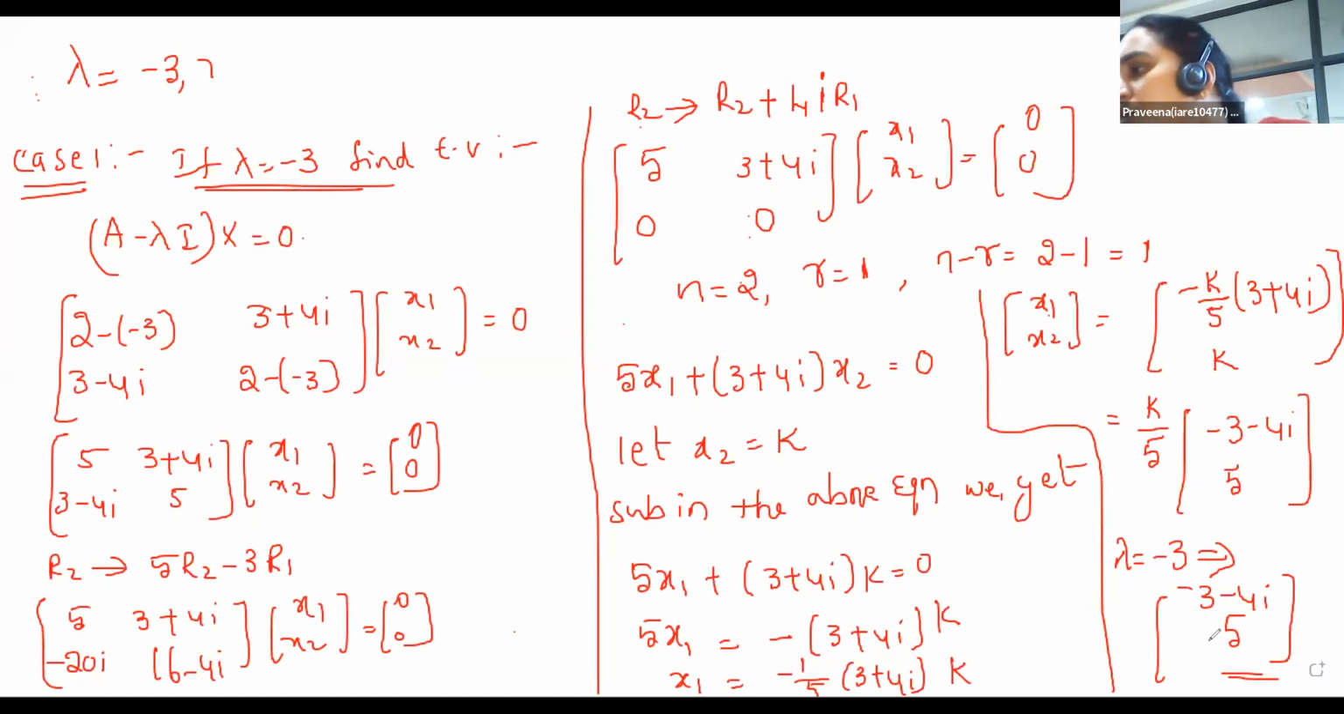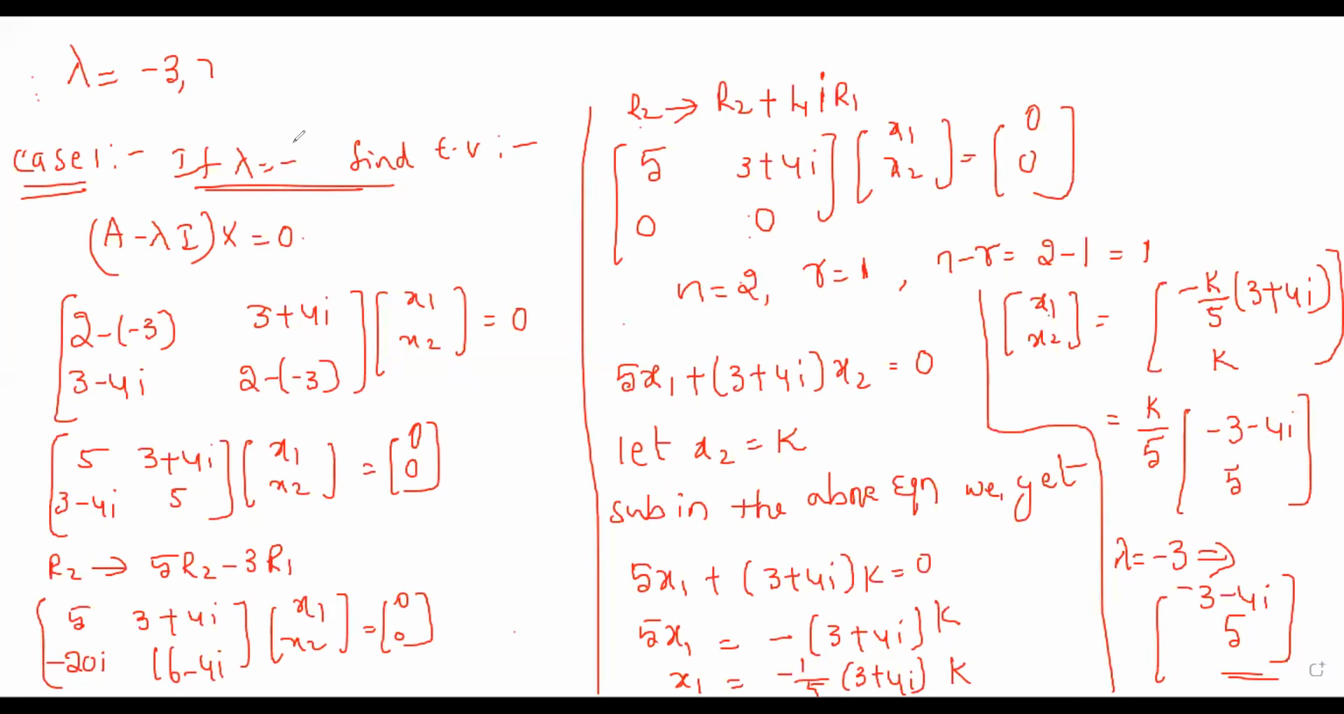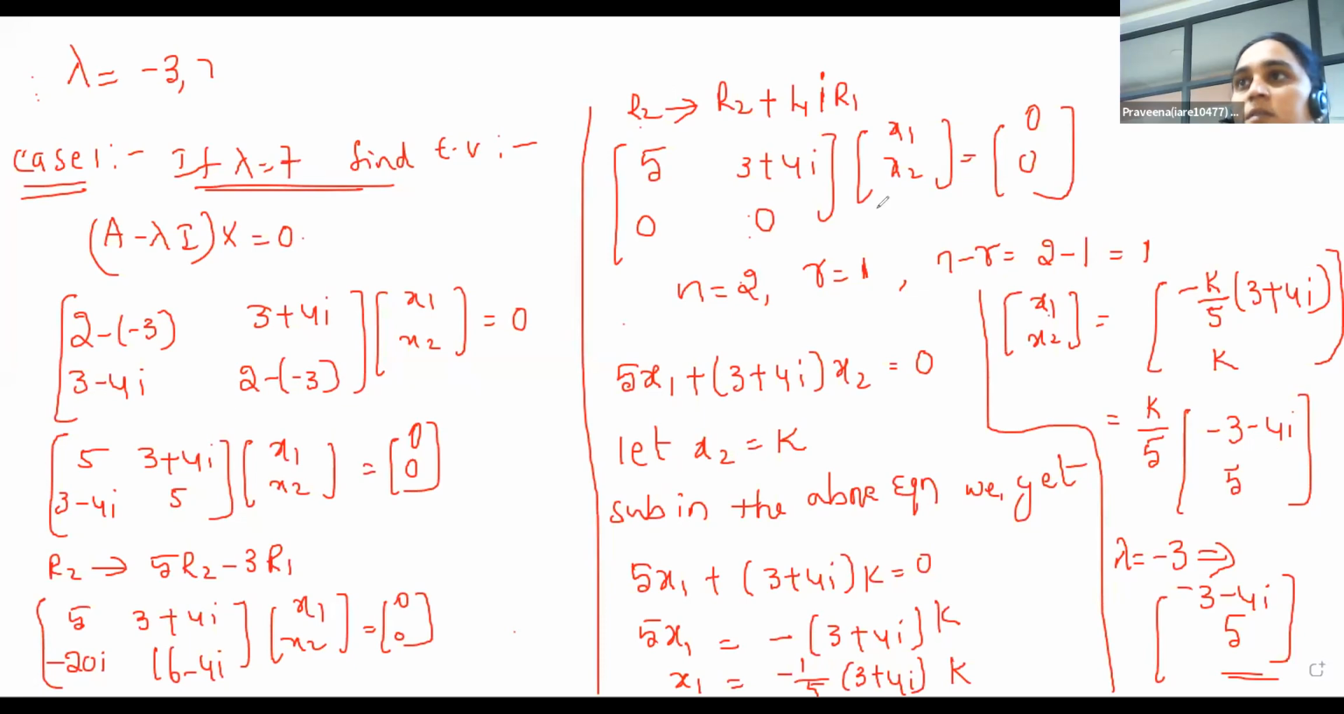Is it clear now? Okay, next, what about the next eigenvalue? Tell me, ma. Next eigenvalue, lambda is equal to 7. Okay now, lambda is 7. For that, substitute lambda is equal to 7 here.